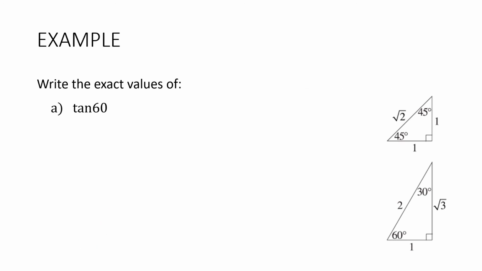So let's look at these examples. Write the exact values of tan 60. So start by locating the correct triangle. Tan 60 is opposite over adjacent, so root 3 over 1.